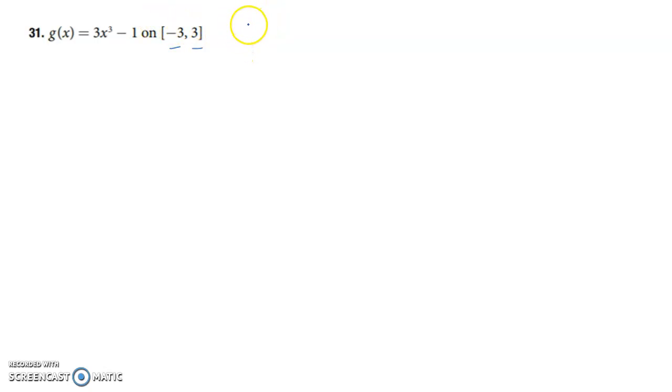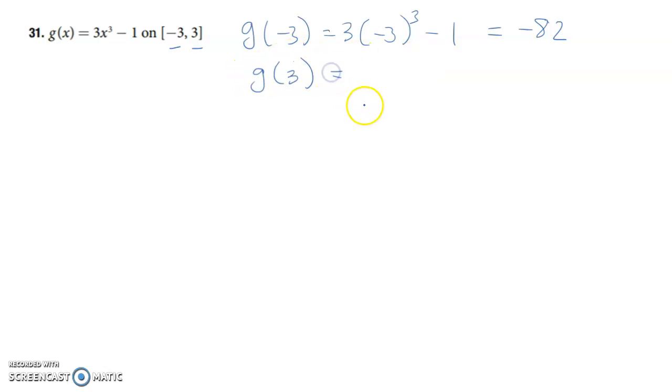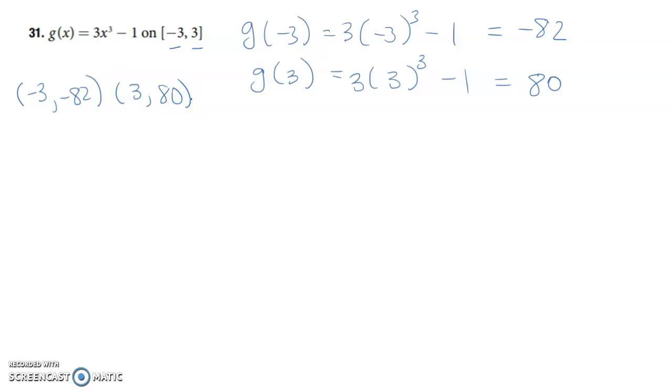If I plug in g of negative 3, this is going to be negative 3 cubed minus 1, so that's going to give us negative 82. All right, and let me find the second point. So 3 cubed minus 1, that's positive 81 minus 1, so that is going to be positive 80. All right, so we have these two points. When x is negative 3, it's negative 82, and when x is 3, we have positive 80.